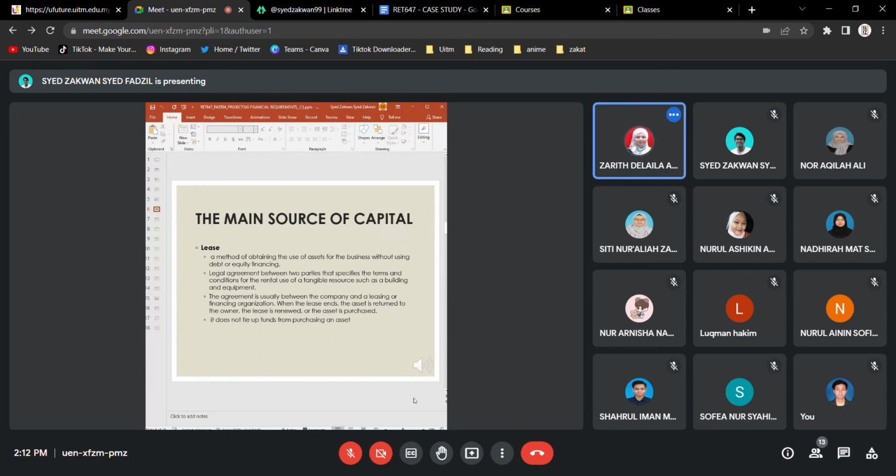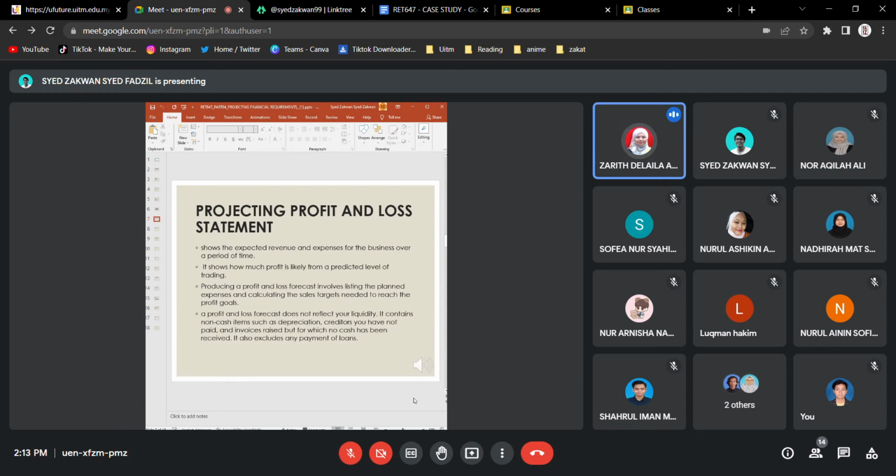So for this lease, usually we make a legal agreement between the two parties, where within this legal agreement we already specify the terms and conditions about the lease that we have done with the third party. We already state in our agreement what we agreed on with the tenant, for example. This agreement is usually between the company and a leasing or financing organisation. And usually when the lease ends, the asset will be returned to the owner.